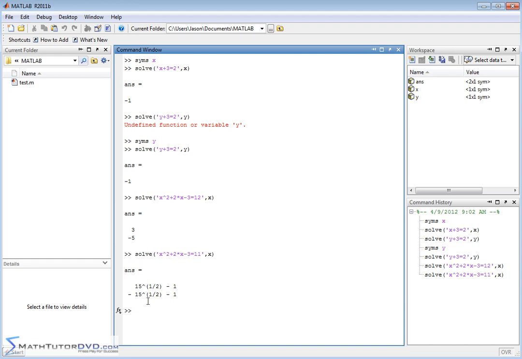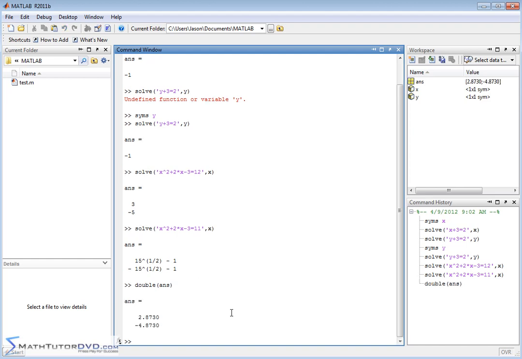try to do. If you have a hard time reading this, or if you're like, okay, that's great that it's exact, but I don't know what that means, I don't know what number that's equal to, then just pass it to the double command, the last answer, make it into a double, and that tells MATLAB to turn that last answer into decimals. So this top answer is equal to this, and the bottom answer is equal to that. But when you're using these symbolic variables, MATLAB is always going to try to keep it perfectly exact.